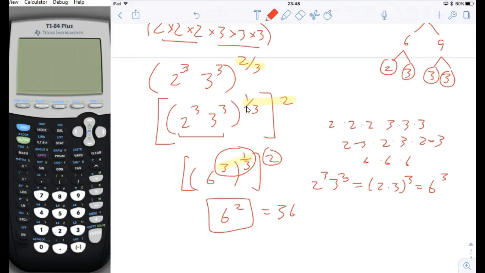Okay? So that's another way that you could do it, by factoring. I'm not sure if that's easier or not, but it's a way that totally avoids any kind of memorization.